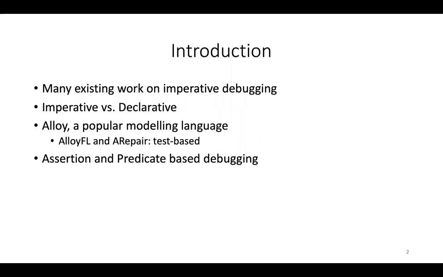However, tests are not very commonly used in Alloy because Alloy developers usually write assertions or predicates to check the expected properties for a model. So in this work, I'd like to present a debugging technique for Alloy based on assertions and predicates.